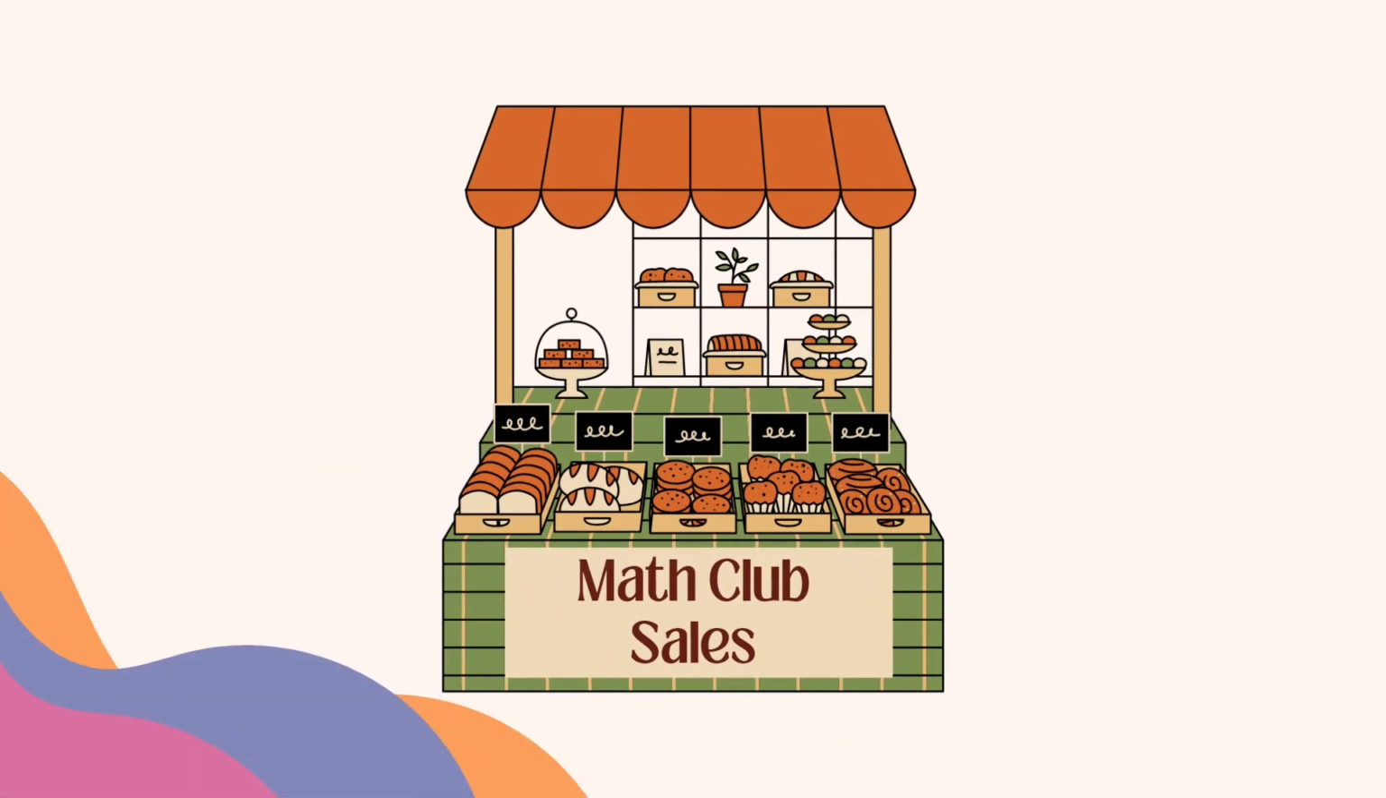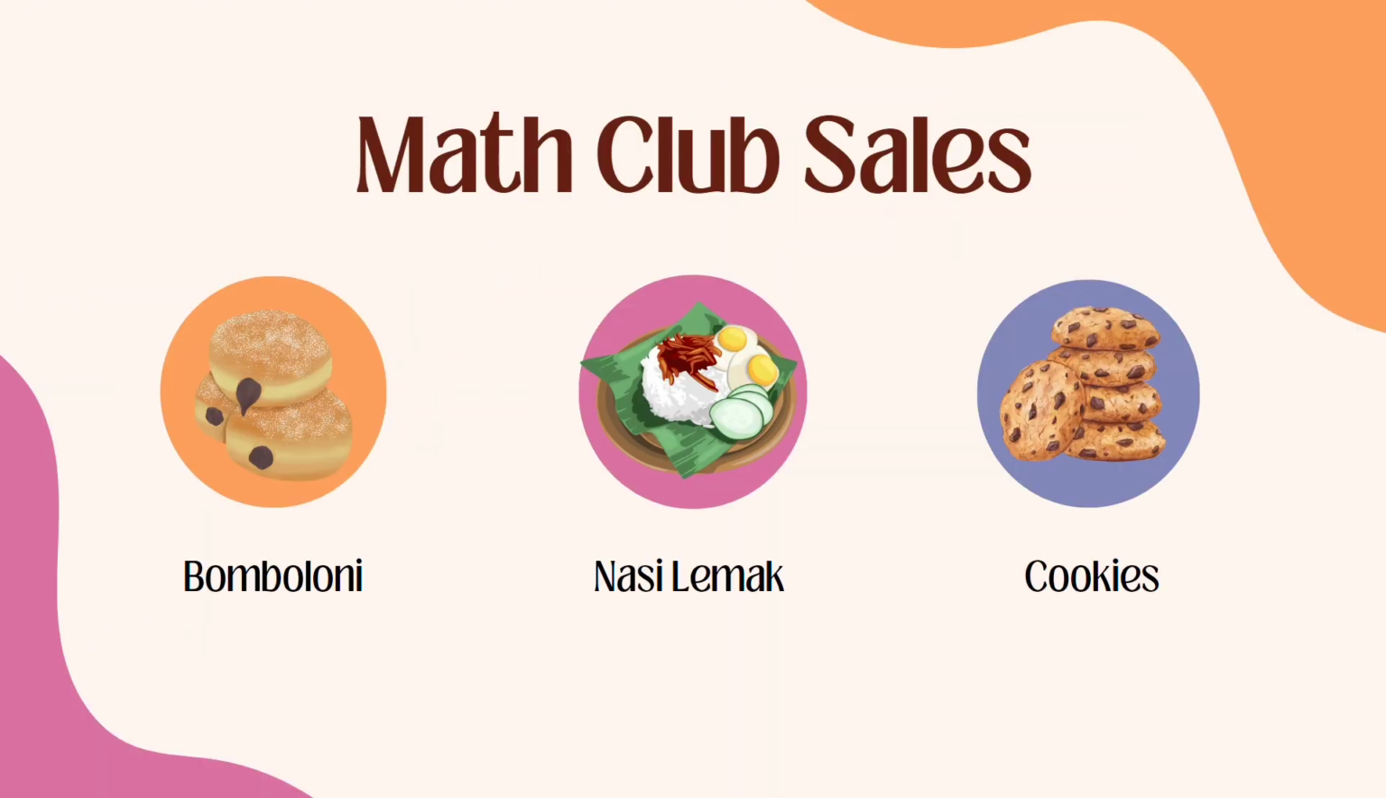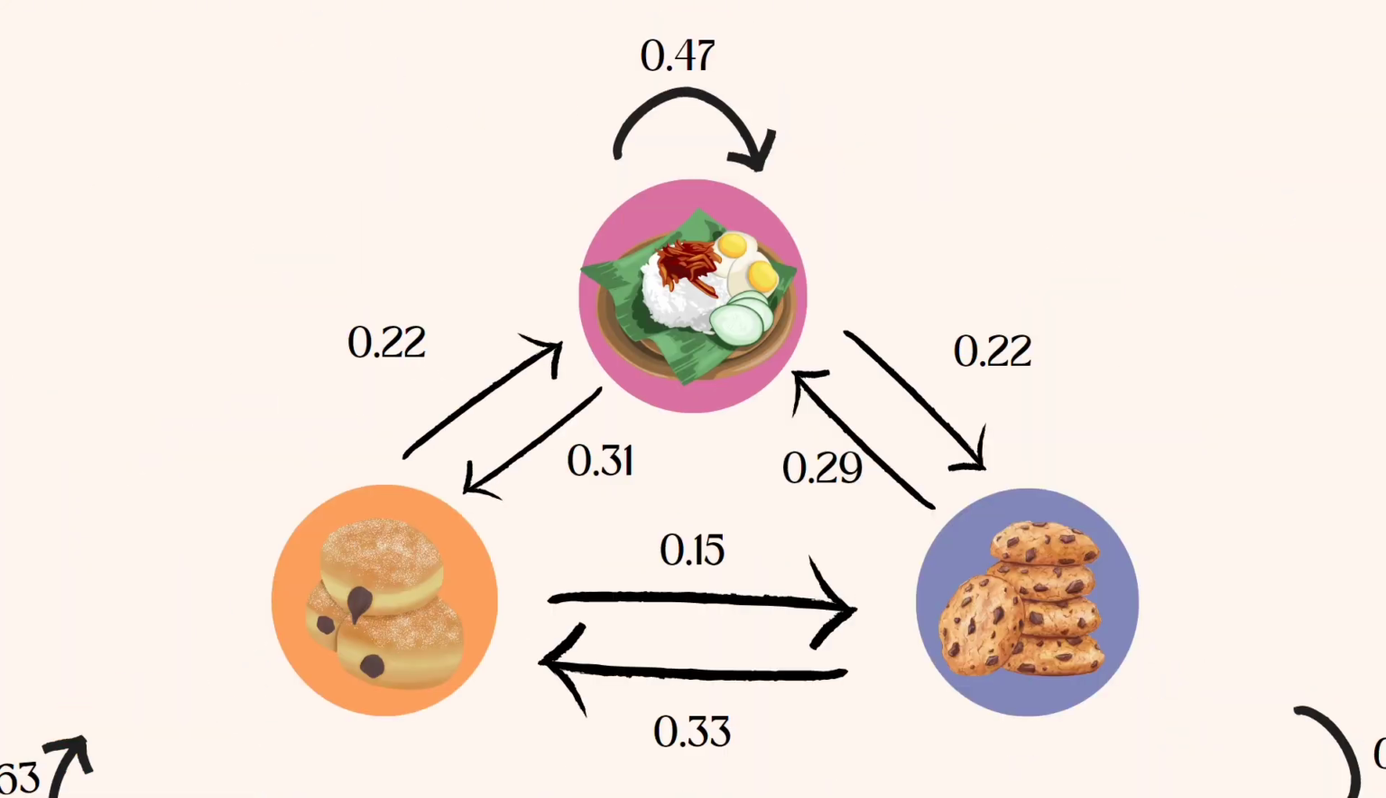The Mathematics Club is organizing a food sale to generate funds for the club. They are offering bomboloni, nasi lemak, and cookies for sale. After analyzing their sales from the past couple of weeks, the club members are looking for a way to estimate their future sales and predict how their sales will grow. They have noticed a trend in their sales data that allows them to predict the likelihood of selling each item based on what customers have bought on the previous day.